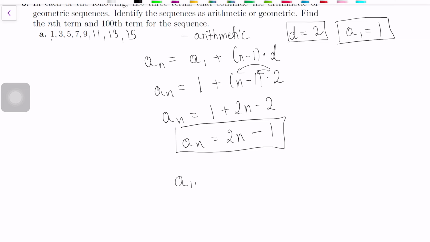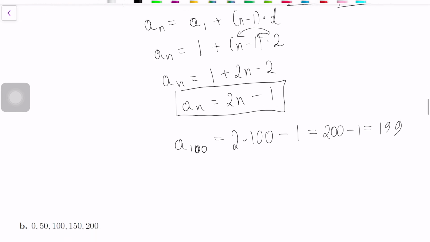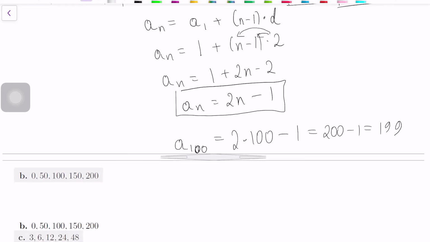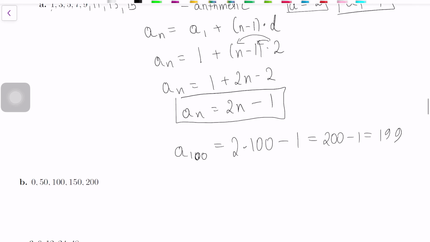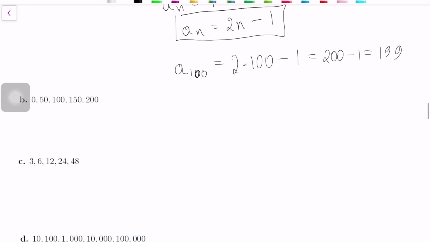To find the 100th term, as I'm supposed to do, that means that n is 100. So that's 200 minus 1. So 199. So the 100th term for the sequence is 199. And of course, I didn't have to list all the 99. I didn't have to keep adding 2 up to the 100th term, because I know the general formula. Okay, so let's look at this.